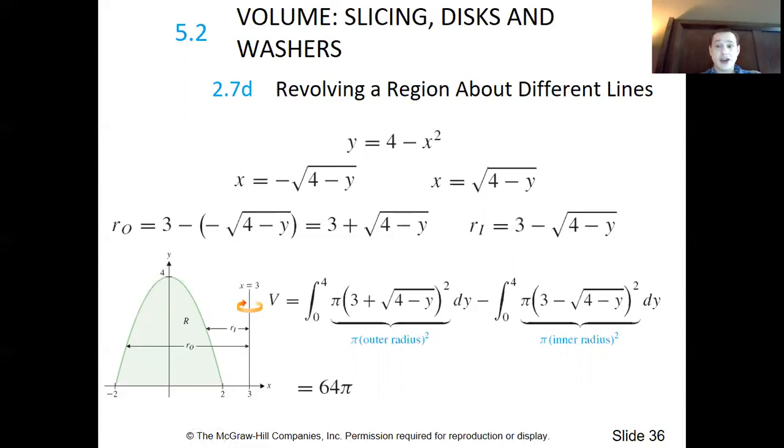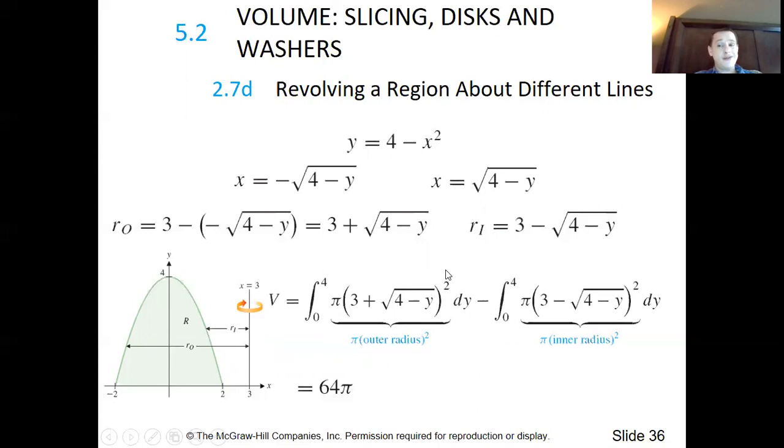Okay, that's the hard part. Find the equation for the outside radius, the inside radius, stuff like that. After this it's really going to be easy. So what's the volume of this thing? Well, it's the volume of the outside circle, the entire thing spun around the axis, which is pi times the outside radius squared times the thickness. Notice, since the strips are going left and right, the thickness is dy, so everything's in terms of y. So it's pi times the quantity 3 plus the square root of 4 minus y, quantity squared.